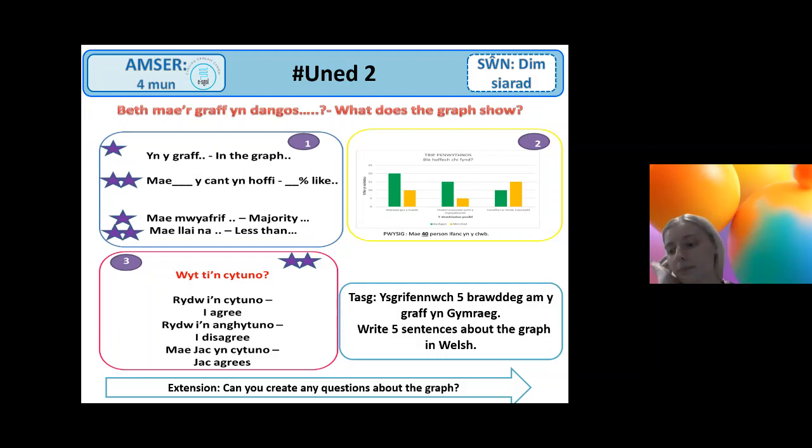Okay, so we are going to move on, but someone just typed in a really good response. So they said, yn y graph, mae 10 y cant yn hoffi glampio ger y traeth. So in the graph, 10% of people like glamping, which is brilliant, ardderchog.